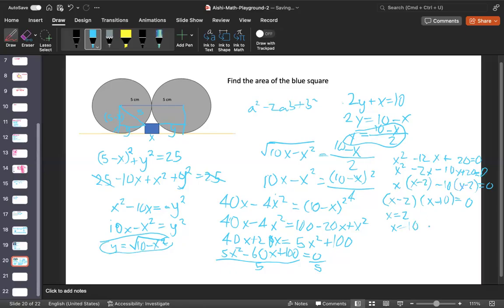So obviously x can't be equal to 10 because from here 10 would be all the way up to here, because if 5 centimeters is the radius, 10 centimeters must be the diameter. So obviously x has to be equal to 2, which gives us the area of the blue square, which would be 2 squared, which is equal to 4. This is a long question, but it's super interesting too.